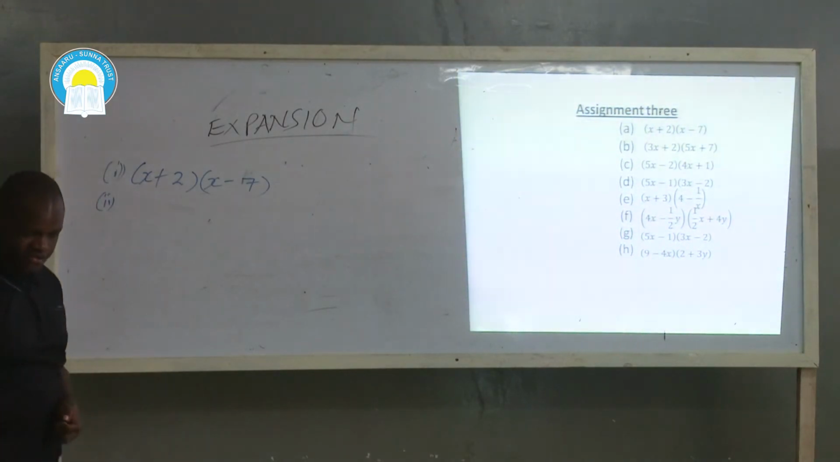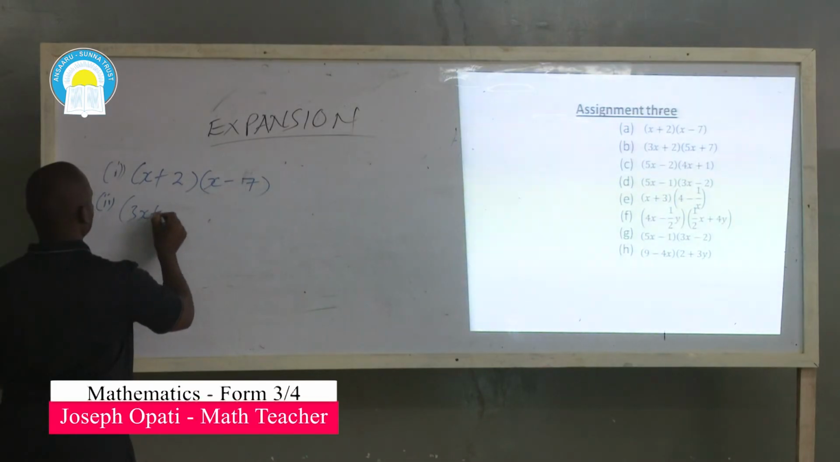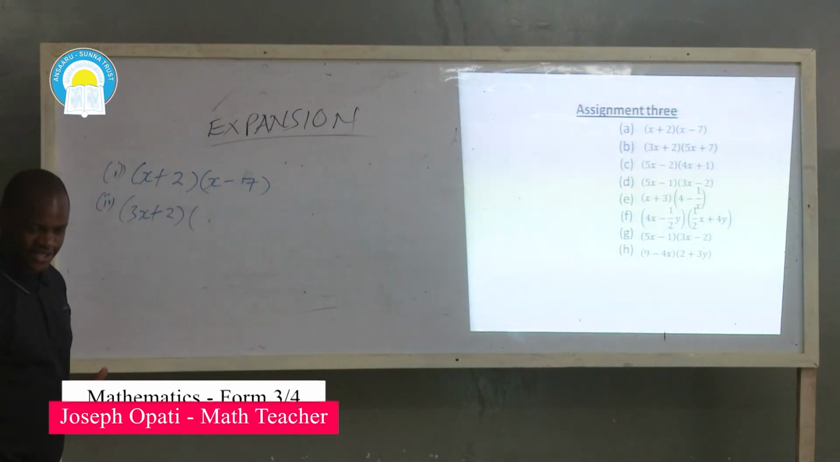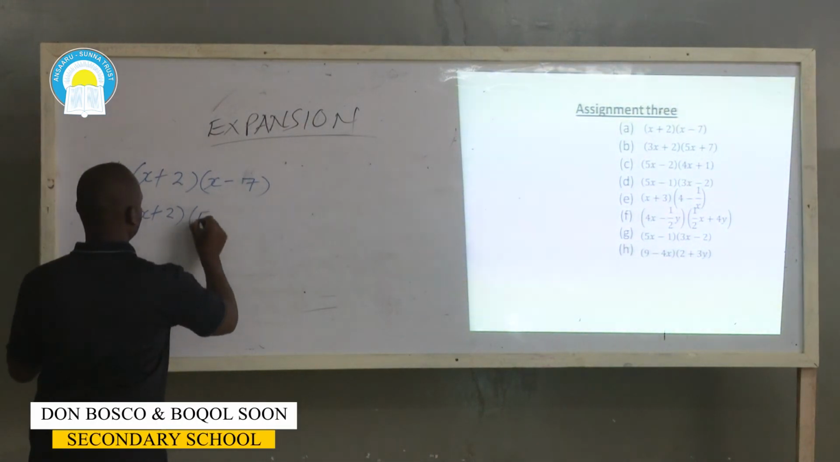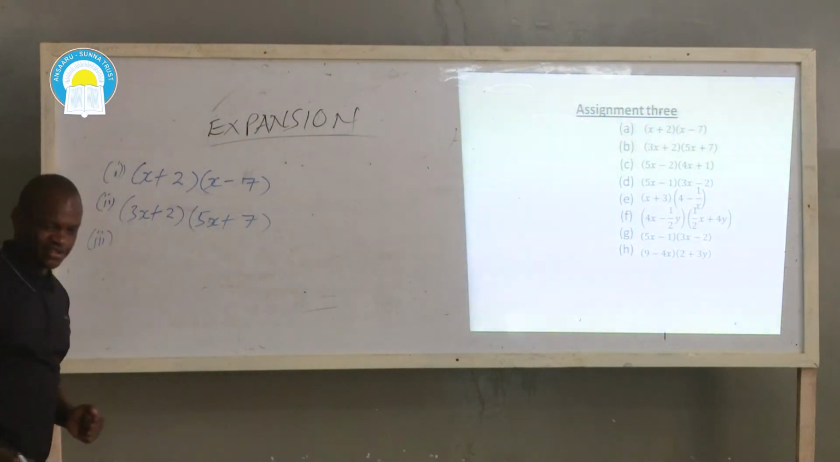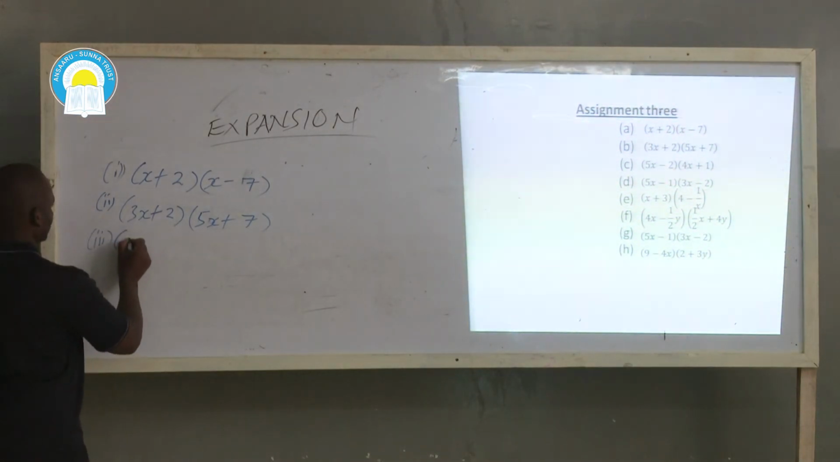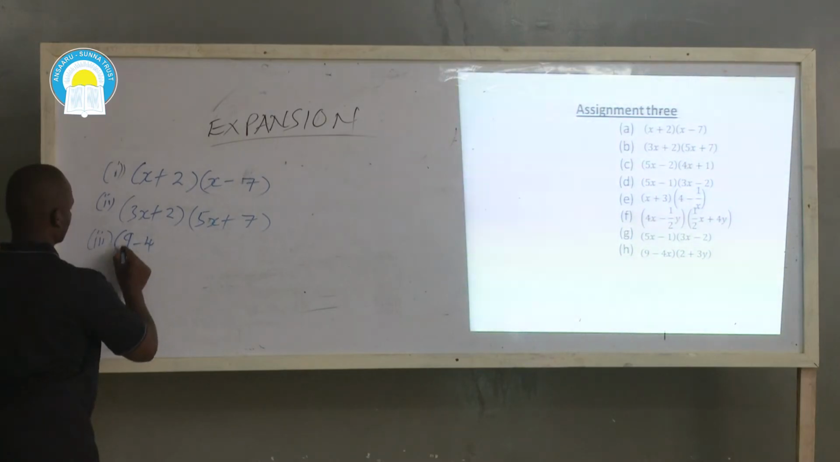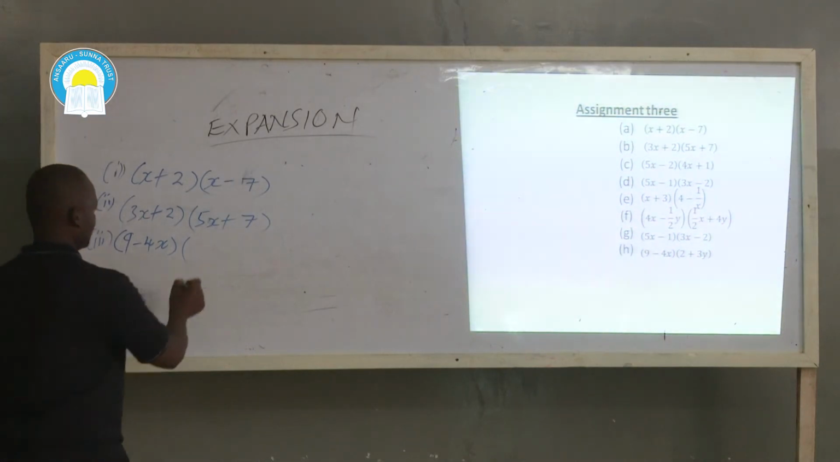We have number 2, 3x plus 2 times 5x plus 7. Then lastly, let's have 9 minus 4x times 2 plus 3y.